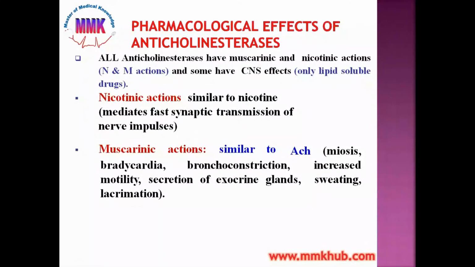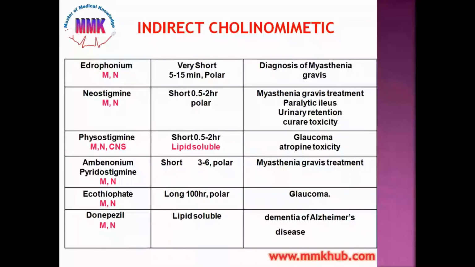Now we are going to talk about the pharmacological effects of anticholinesterases. As I have told you before, they have both N and M actions, as well as CNS actions. Nicotinic actions are similar to nicotine; it mediates fast synaptic transmission of nerve impulses. Muscarinic actions are similar to acetylcholine, like miosis, bradycardia, bronchoconstriction, increased motility, secretion of exocrine glands, sweating, and lacrimation.